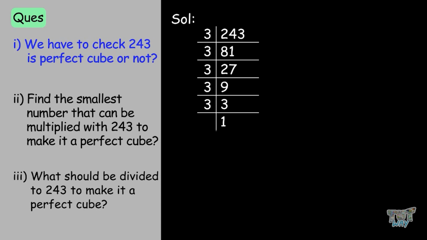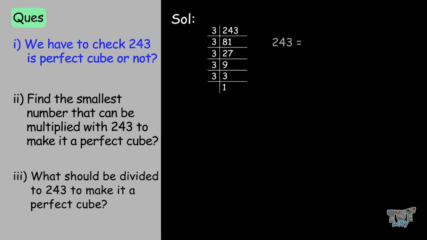So the prime factorization of 243 is 3 times 3 times 3 times 3 times 3. For finding the perfect cube, we need to divide its factors into triplets. That is, one factor should multiply with itself 3 times. And here, 3 is multiplying with itself 5 times.